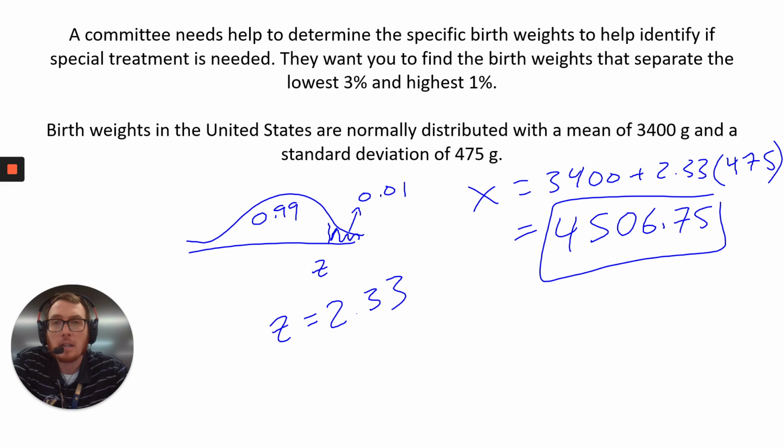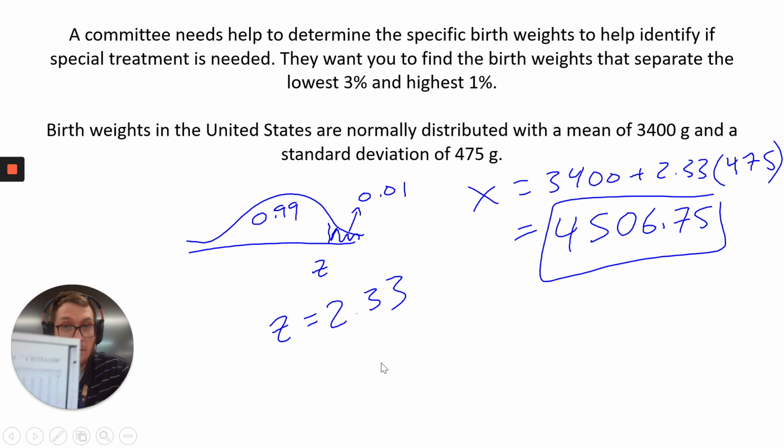For the highest 1%, notice highest 1% would be a greater than situation, so that would be 0.01 area to the right. I need area to the left, which is 0.99. I look for 0.99 in my table, find the closest one, and that should be 2.33. Make sure you're able to find that in your table. I'm trusting that you're going to be able to look at that.